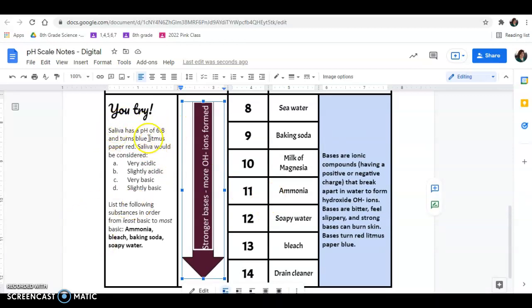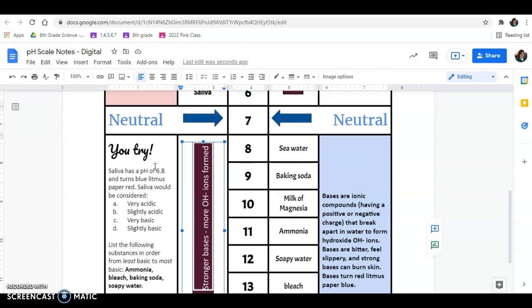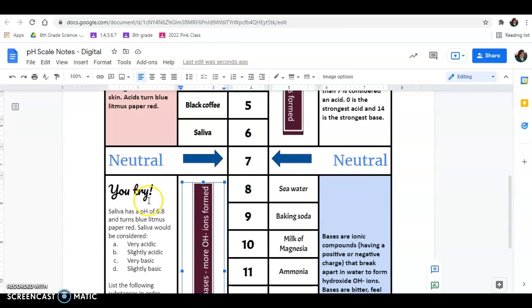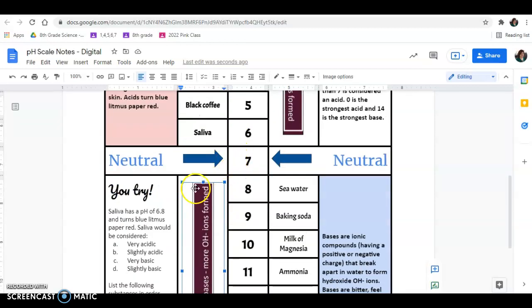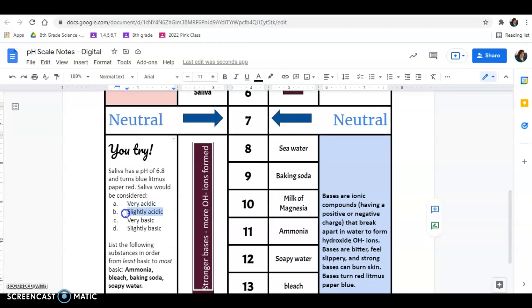Saliva has a pH of 6.8 and turns blue litmus paper red. Saliva would be considered very basic, slightly acidic, very acidic, slightly acidic, very basic, slightly basic. So take a second and think about that. So we said that neutral is a level 7. So if I'm talking about saliva, 6.8 in the 6 range, which is very, very close to 7, that means it's going to be in the acid section. It's in the 0 to 7 part. But it's close to 7, so it's only going to be slightly acidic. That is the answer to that question.